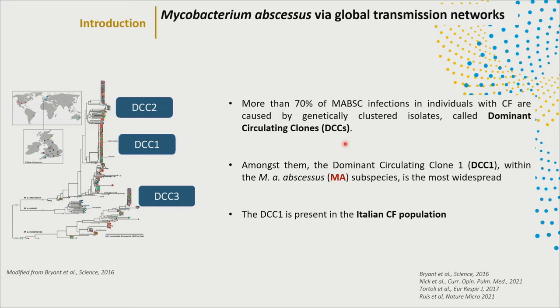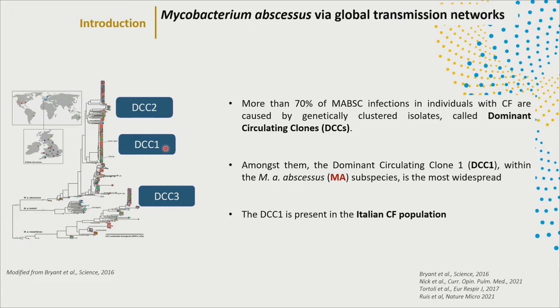70% of Mycobacterium abscessus infection are caused by genetically clustered isolates called dominating circulating clones. And among these clones, in particular, the one called dominating circulating clone 1 is the most widespread. And recently, by our group, it has been described that this clone is also present in the Italian cystic fibrosis population. What is still unclear is whether different dominating circulating clones may account for a different pathogenicity.